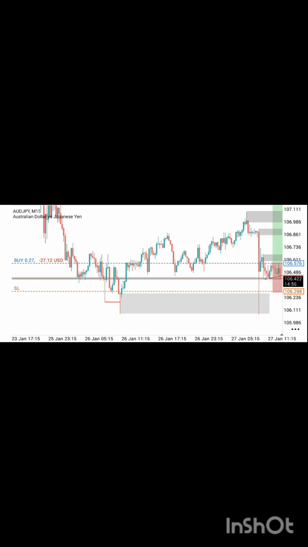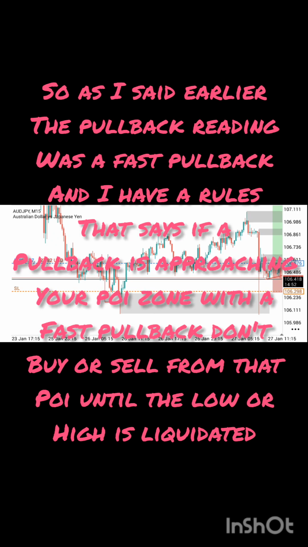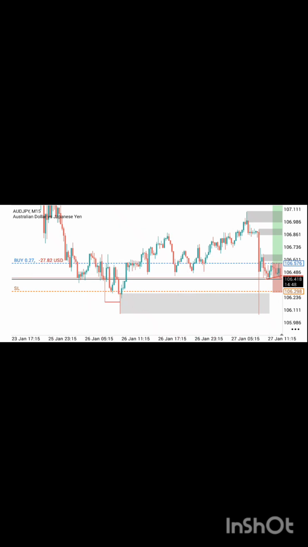And what happened is a fast pullback. I have a rule that says once a pullback is approaching your point of interest and it intends to be fast and the low is being taken out, that means that's a fast pullback. Then I know I have a rule that I'm going to use to enter.